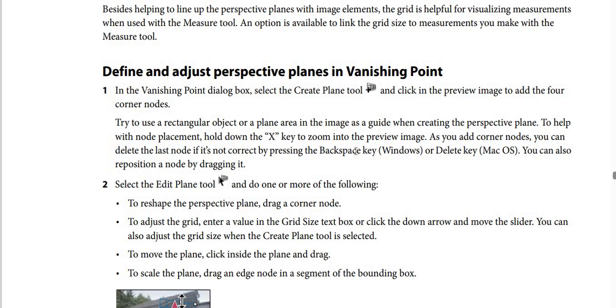To help with node placement, hold down the X key to zoom into the preview image, and as you add corner nodes, you can delete the last node if it's not correct by pressing the backspace key if you use Windows, or delete key if you use macOS. And you can also reposition a node by dragging it.